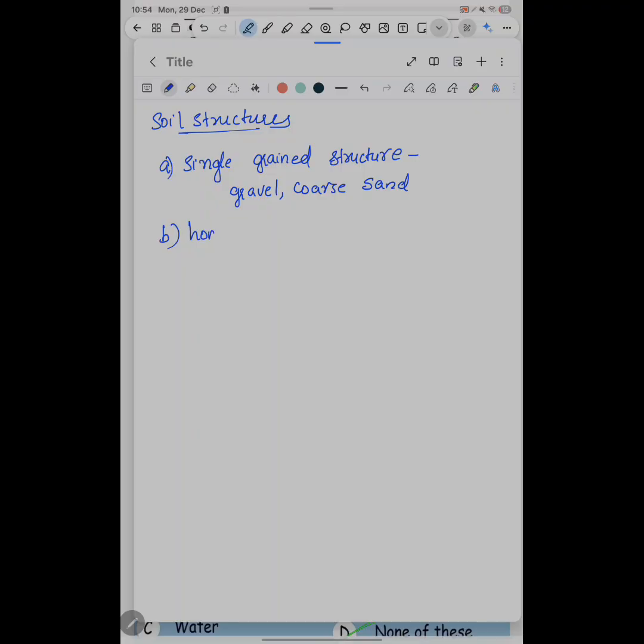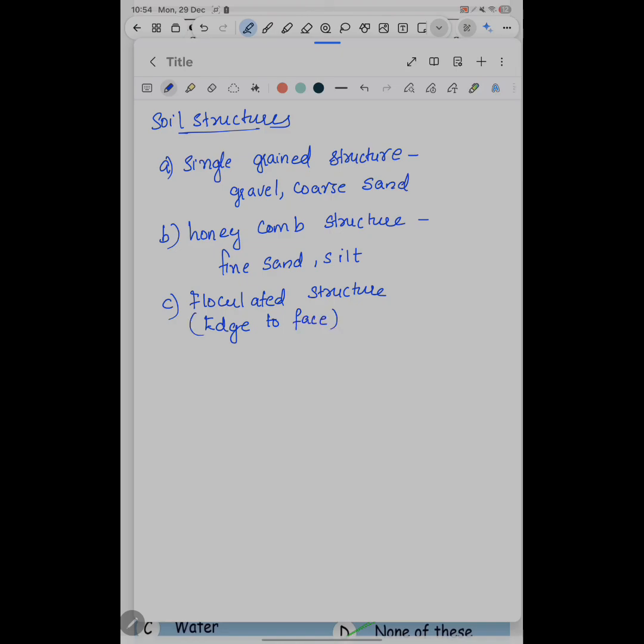Next one is honeycomb structure. Honeycomb structure is for fine sand and silt. Third one is flocculated structure, or we can say edge to face structure. Flocculated or edge to face structure is for undisturbed clay.